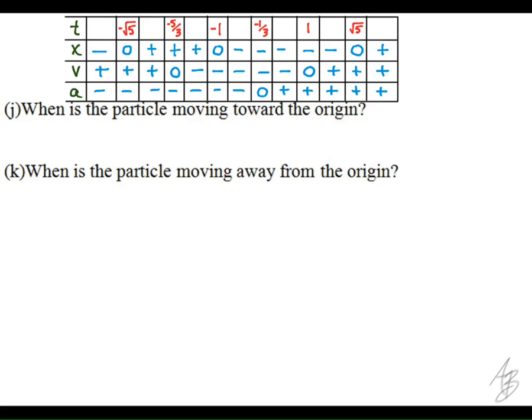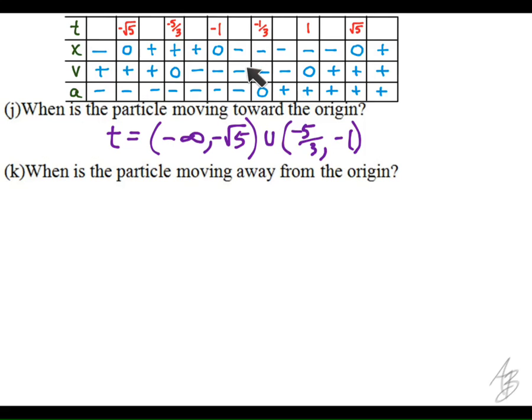So if we look here, it's going to be moving toward the origin here because we have position and velocity are opposites. So it's going to be on the interval from negative infinity to negative square root of 5. Here on this interval they have the same sign. Here they have the opposite. So it will be moving toward the origin from negative 5/3 to negative 1.